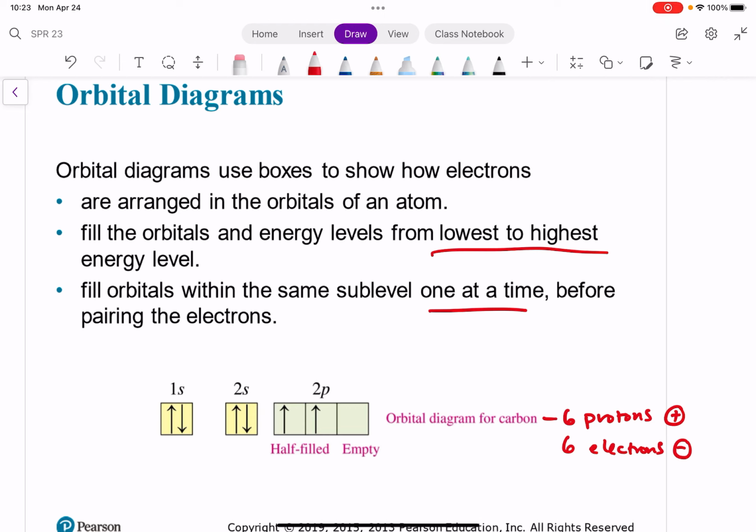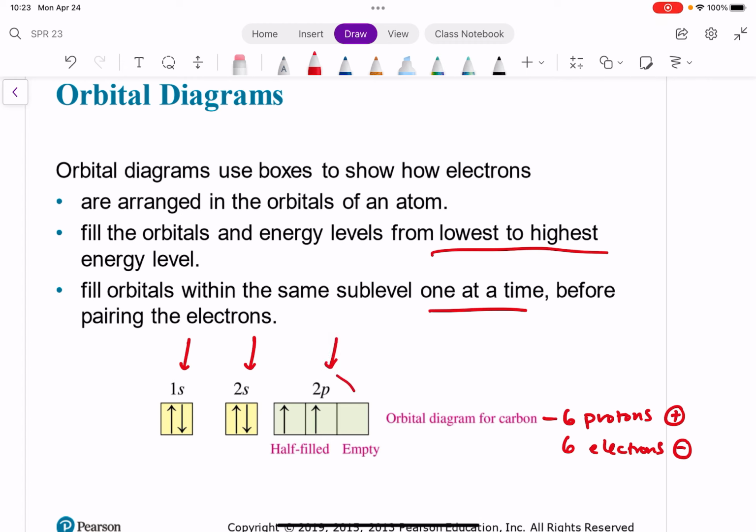So, back to chemistry. If I have 6 electrons, I want to populate them in my orbital diagram. And remember, we're going to fill the lowest energy levels first. Lowest to highest. So we're going to fill the 1s orbital first, then go on to our 2s and then to our 2p.